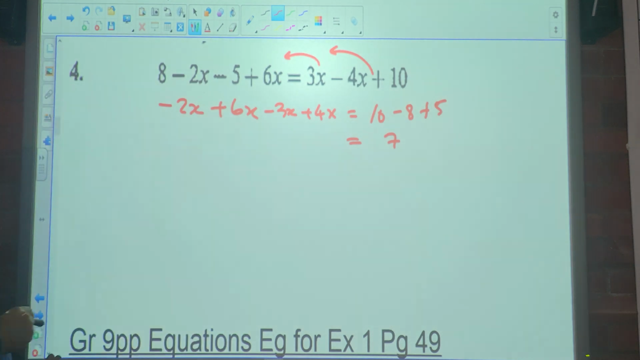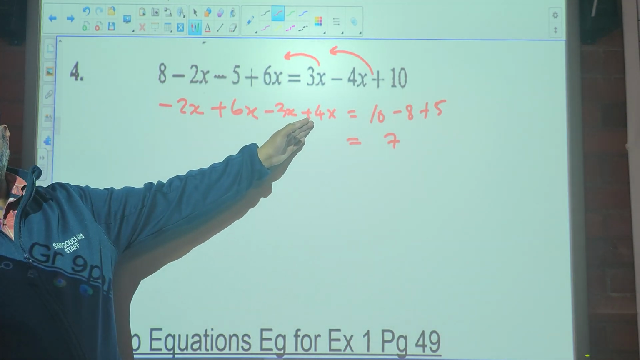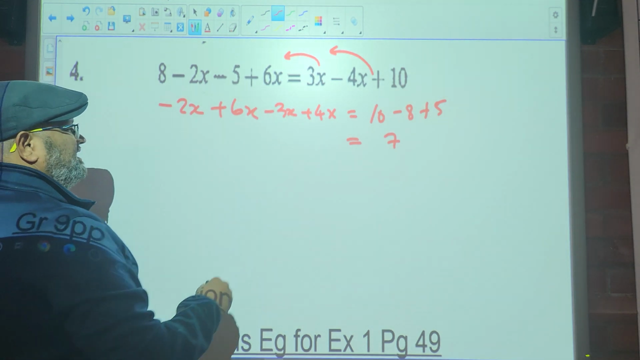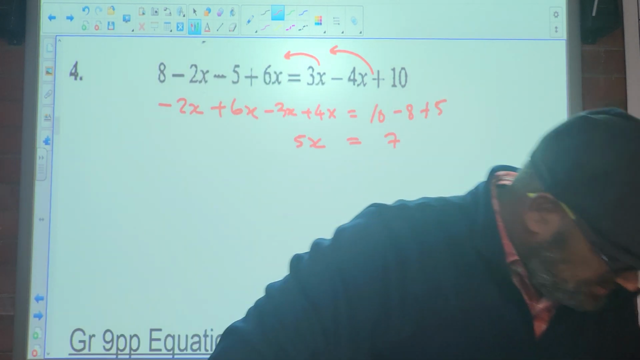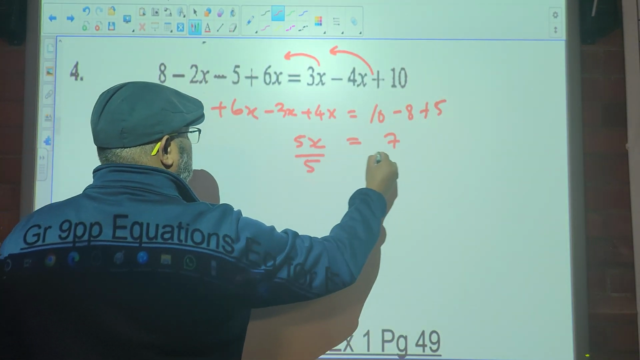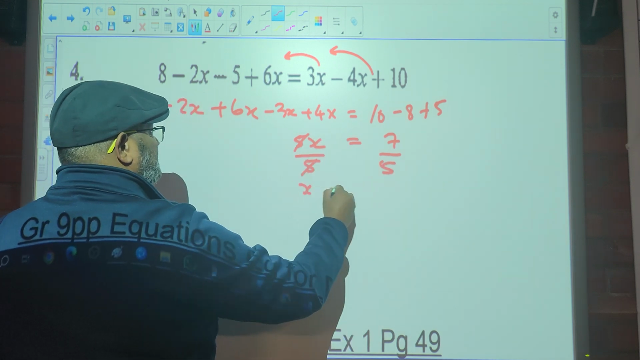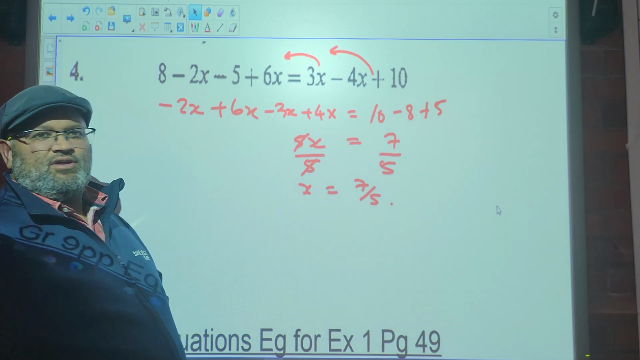Negative 2x plus 6x, 4x. 4x plus 4x, 8x. 8x minus 3x is 5x. So how do I get x on its own here? Divided by 5. So x is equal to? Alright, you all okay with that, people?